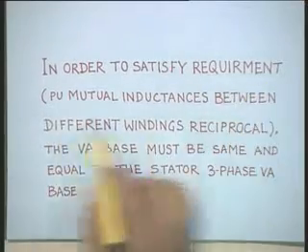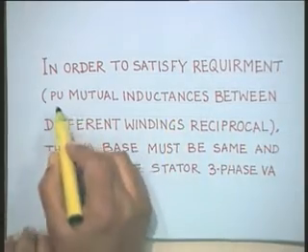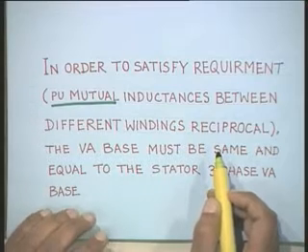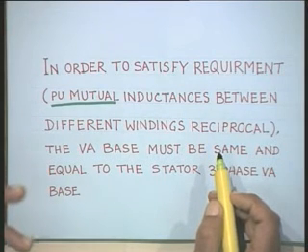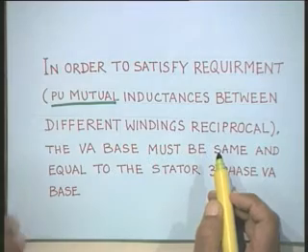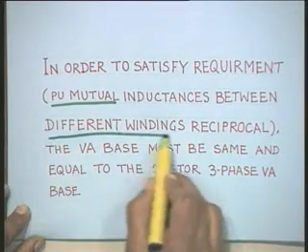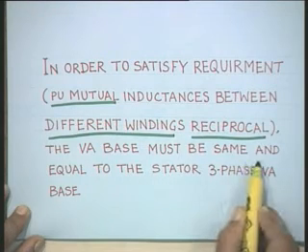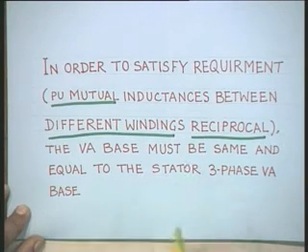Therefore, I conclude here that in order to satisfy the requirement that per unit mutual inductances between windings be reciprocal, the emphasis is that we are trying to make the per unit mutual inductances reciprocal. The actual mutual inductances which exist, we have seen that they are not reciprocal. When you see the actual equations which you have written, they appear in a different fashion between different windings. The requirement is that the VA base must be the same and equal to the stator 3-phase VA base. This is the main conclusion.